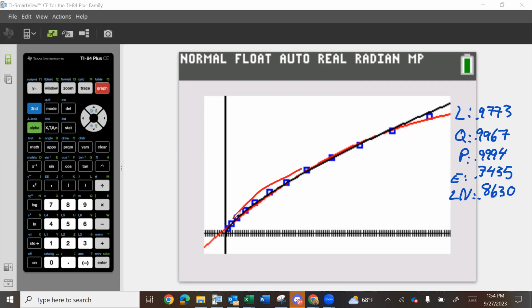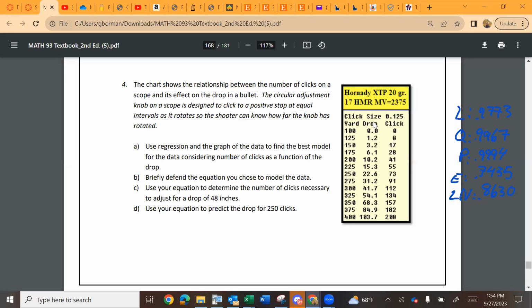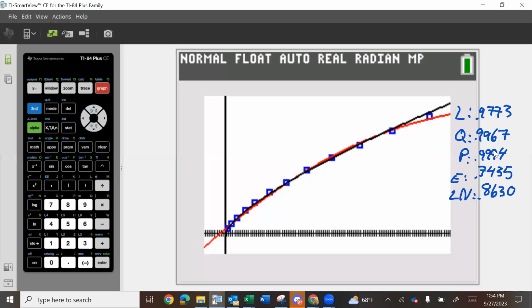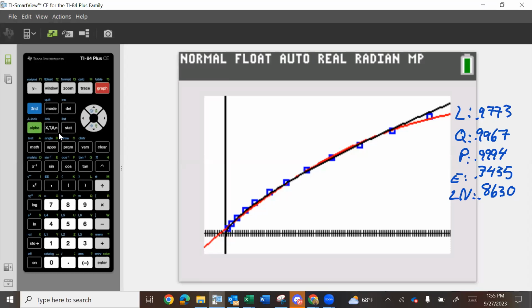It's going to go up, and then it's going to come back down, which doesn't make any sense. Because having it come back down means that if your drop goes up high enough, so you just keep getting higher and higher drops, corresponding to further and further shots, like 600-yard shots, 800-yard shots, eventually the number of clicks starts dropping. That doesn't really make sense. Because that doesn't pass the common sense test, that's another reason why I want to go with power. So power model, that's my guy.